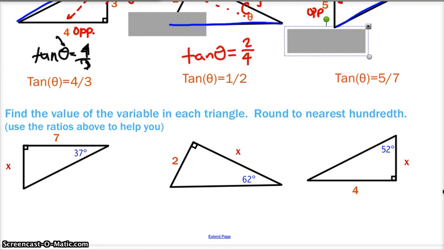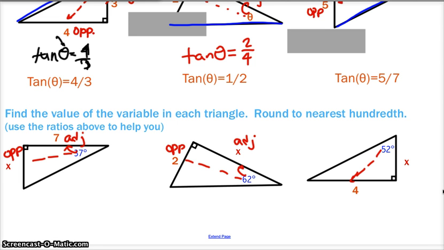All right, so these bottom two, find the value of the variable in each triangle. I'm going to label everything first. Opposite, adjacent, opposite, adjacent, opposite, adjacent. And if you notice, the hypotenuse is empty. There's nothing there in all three of these.